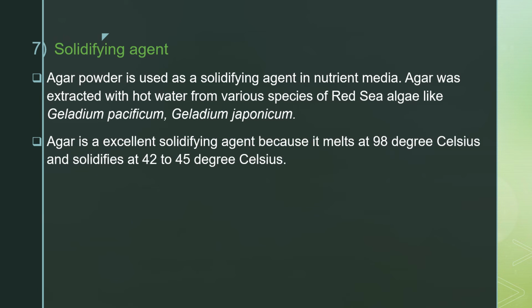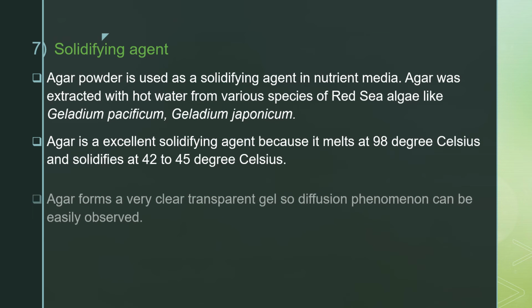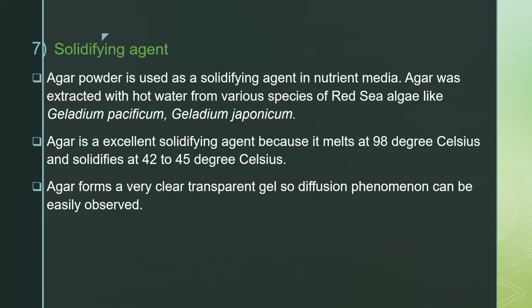Now there are other solidifying agents also present, but why do we use agar? Because agar is an excellent solidifying agent first of all, and it melts at 98 degrees Celsius, that is, during sterilization this agar melts down, and it solidifies at 42 to 45 degrees Celsius, that is, after sterilization when the temperature drops to 42 to 45 degrees Celsius, the agar solidifies. Agar forms a very clear transparent gel, so diffusion phenomena can be easily observed.